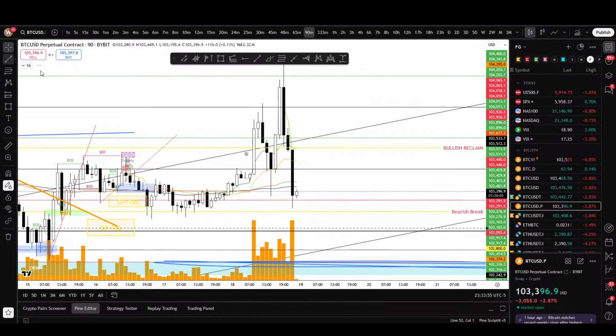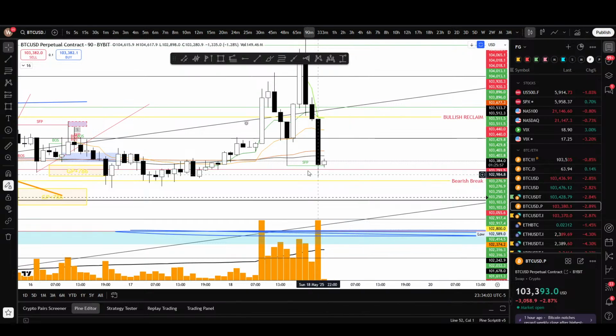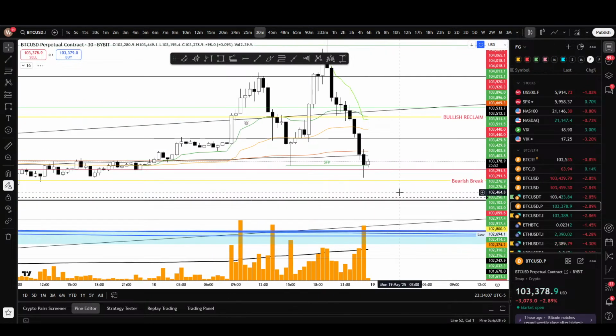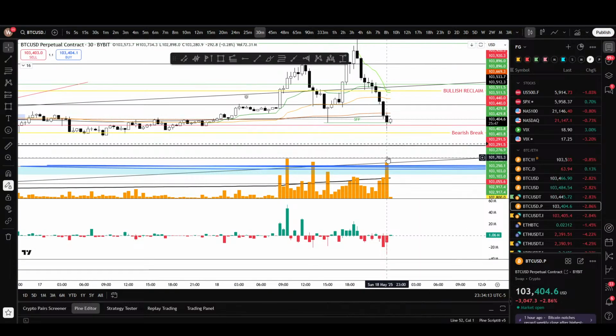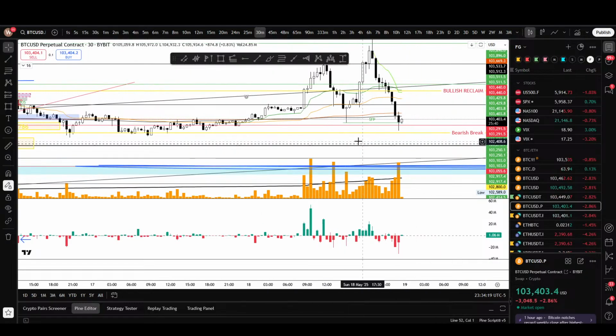Oh, we did. Okay, so this is good. We retested the golden pocket, and we got a 30-minute SFP. I would expect this to come up. Yeah, I like this. I don't think that's bearish.